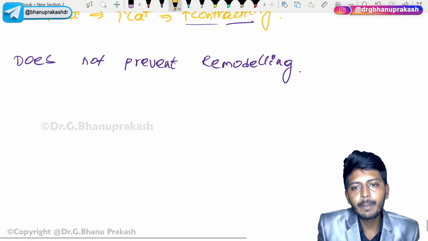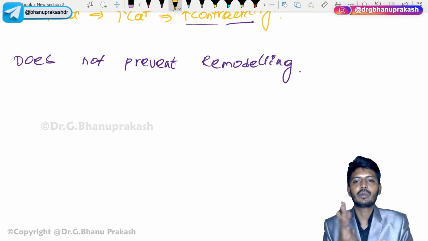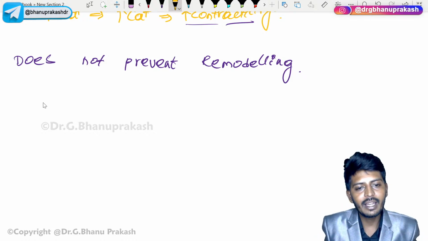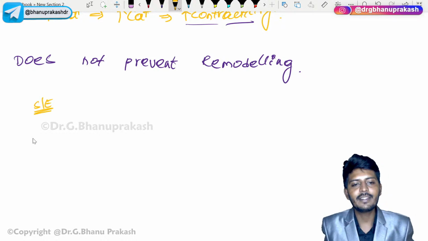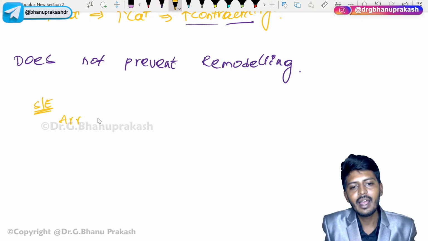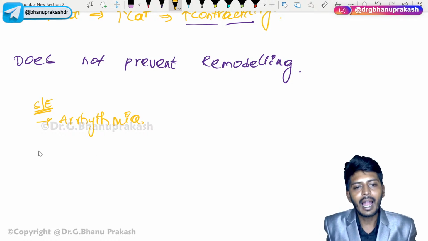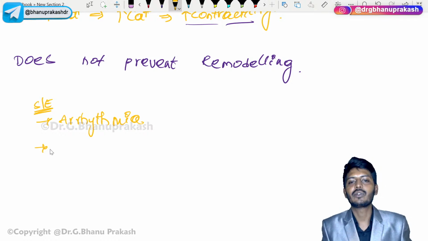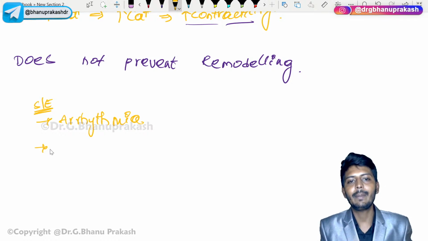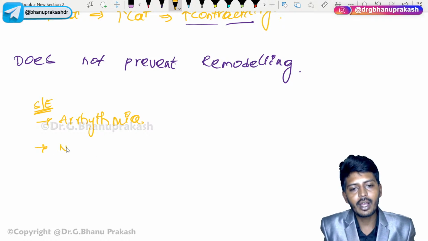This is one important point. And about digoxin, my dear students, it will cause some important effects. So what are the side effects caused by digoxin? I will tell you. The first and most important side effect is arrhythmia. Arrhythmias are very common with digoxin. And the next important side effect associated with digoxin, you need to remember, it can cause nausea, vomiting.